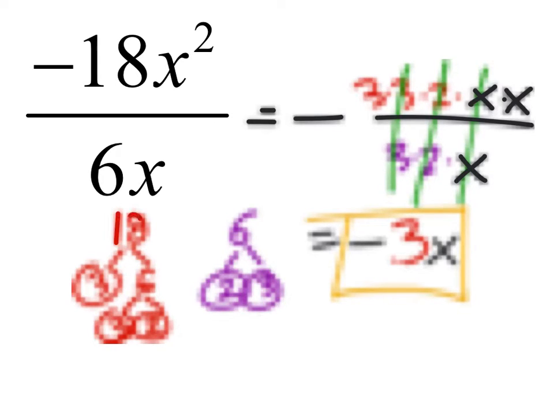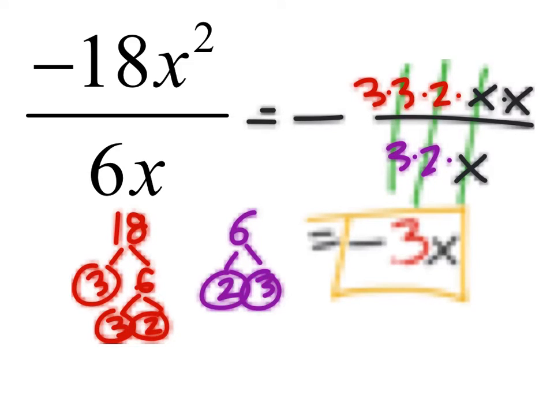Let's look at the 18. 18 splits up into 2 and 9 or 3 and 6. Doesn't matter. And then 6 can be 3 and 2. All three of those are prime, so 3 times 3 times 2 times x. And then 6 splits up into 2 and 3. So here I'll just reorder those, 3 times 2.